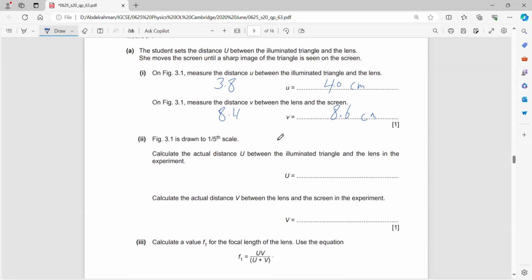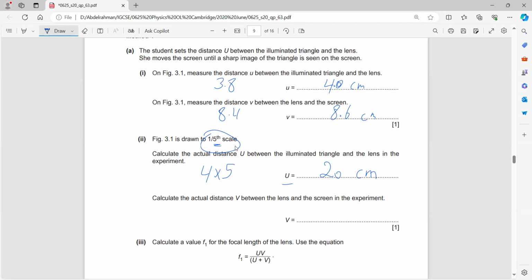Figure 3.1 is drawn 1/5 the scale. What do I mean by 1/5 the scale? What should I do to u, the small u? I have to multiply it by 5. 4 times 5 would give me 20 centimeters. Of course, if you had measured it 3.8, 3.8 times 5 is 19, and it's okay if you wrote down 19. But I'm telling you it should be 4 because of the marking scheme of the actual paper.